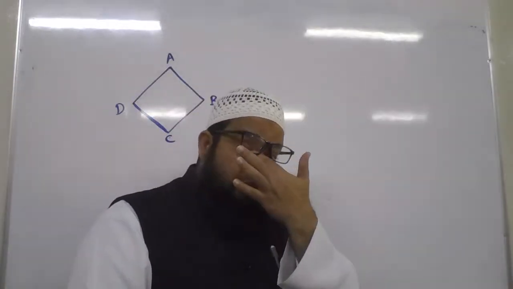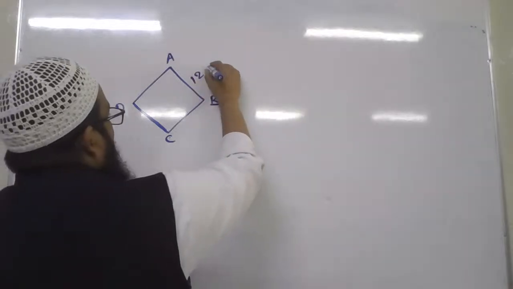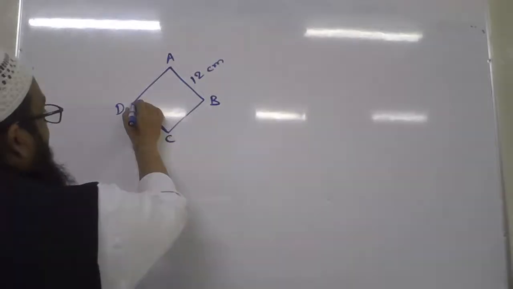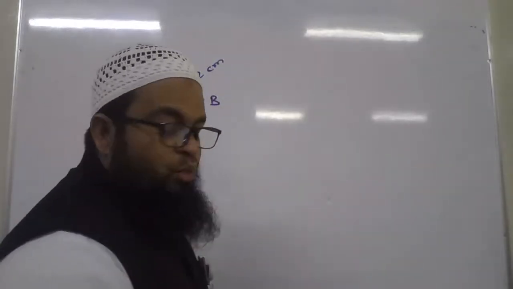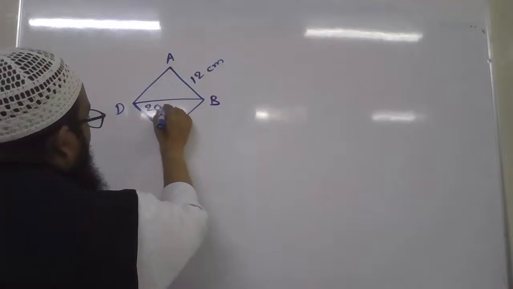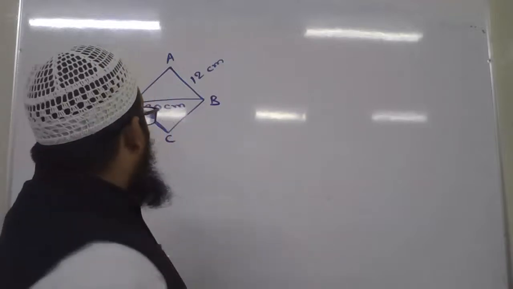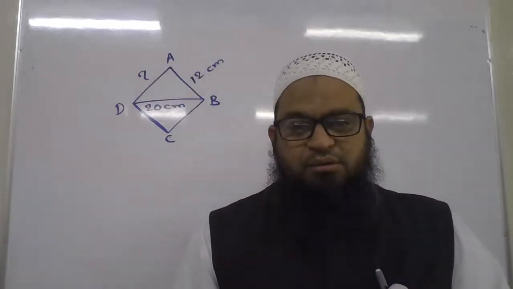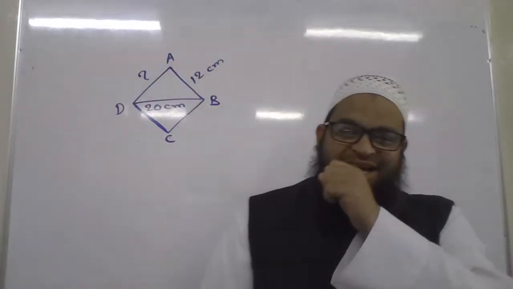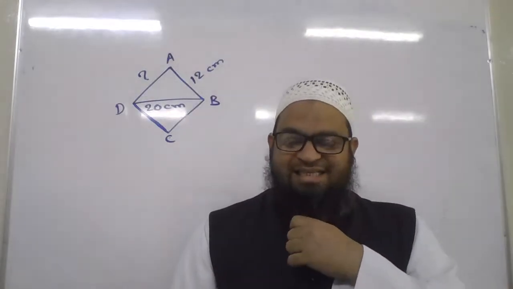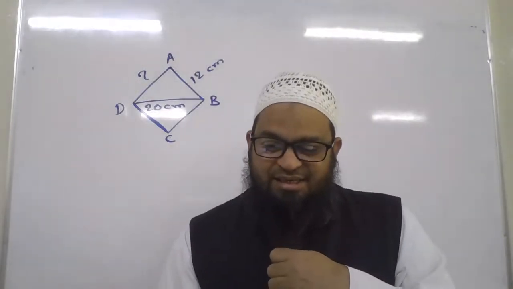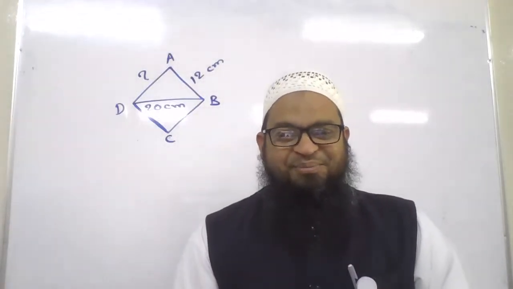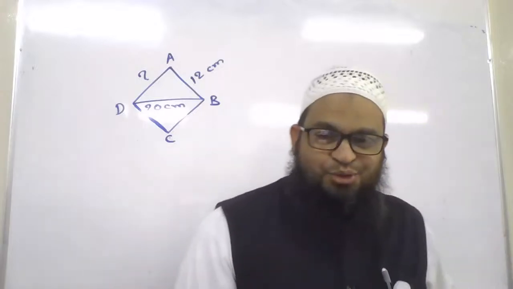If AB is equal to 12 centimeters, and diagonal BD, where is BD? Diagonal BD is 20 centimeters. Find AD. So you have to find this. How will you find it? I think there is a small mistake, but let us see. Can anybody tell me AD without calculating?